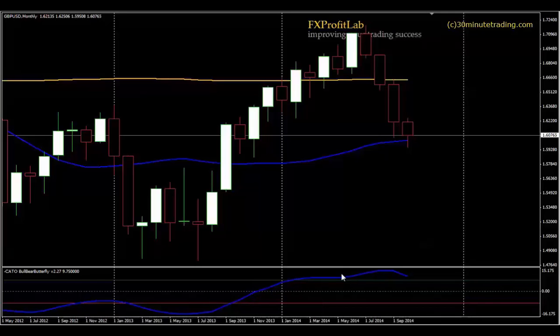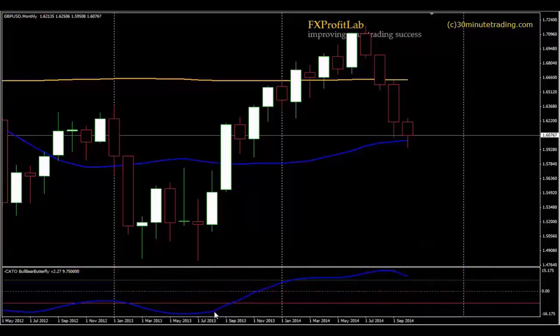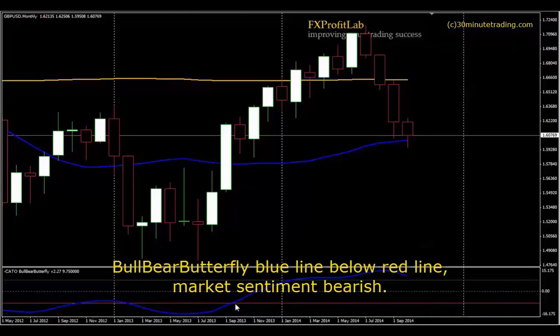Essentially, this works like this. This blue line will be rising when price is rising. So here it's beginning to turn and rise, and this gives you a clue that the price is beginning to move back up again. Slightly before it actually does it, you can see it gives you the indication just before it does it. And this red line here tells you that if it's below that, you're looking to go down.